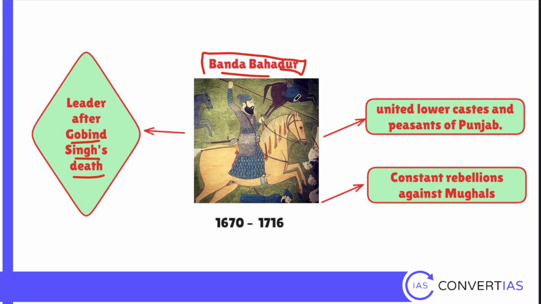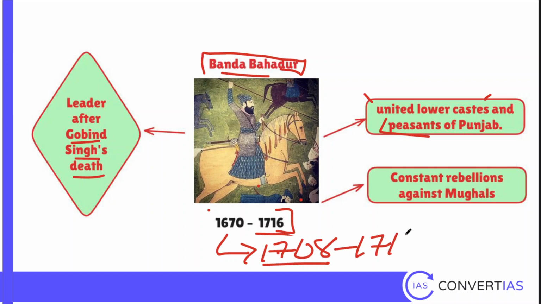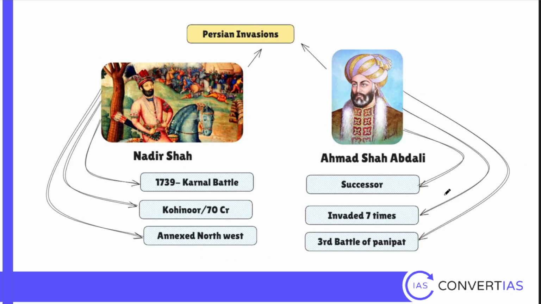And what he did, he further consolidated the lower caste groups and peasants in the Punjab region. So he again consolidated from where Guru Gobind Singh left. See his reign, from 1708 to 1716. So he took the power in 1708, that is after the death of Aurangzeb, and he stayed till 1716. This is when Farrukhsiyar comes into power. So rebellions are continuing, and Mughal polity is getting weakened. So constant rebellion against the Mughals is something that he does.